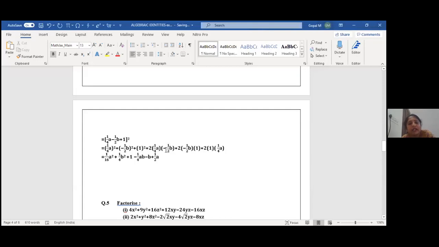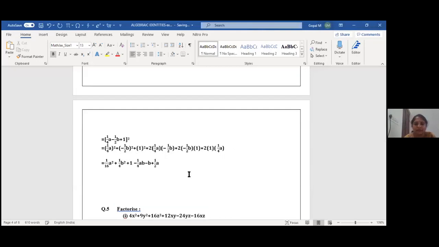Then multiply the variable a into b. Here this term 2 and 2 will get cancelled. Then plus into minus, minus 1 into b is only b will remain. Last term, 2 ones are 2, 2 twos are 1 by 2. So the answer is 1 by 2 and a. Any doubt in this? No, ma'am.